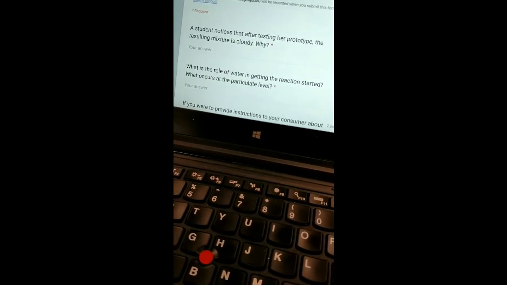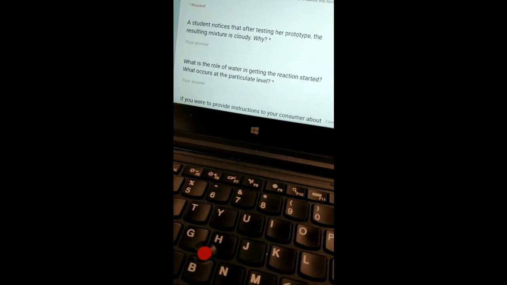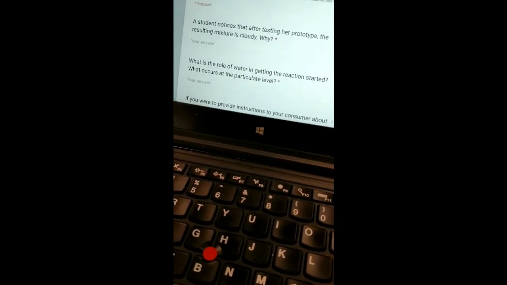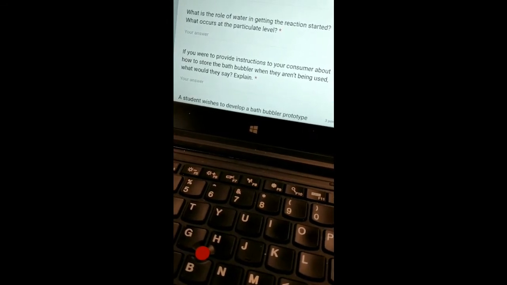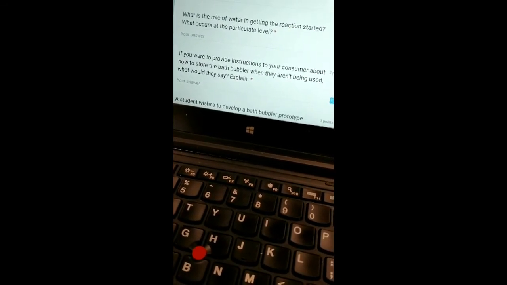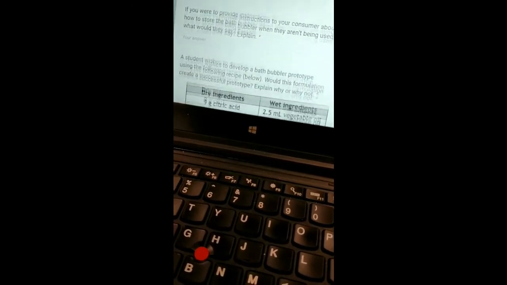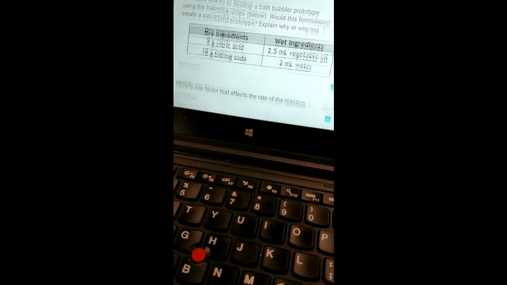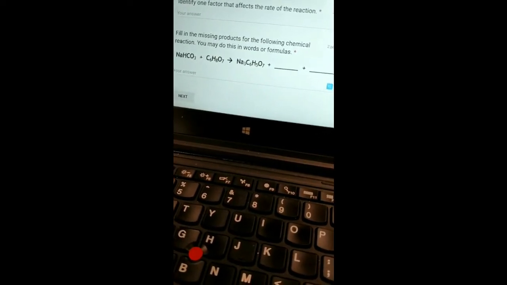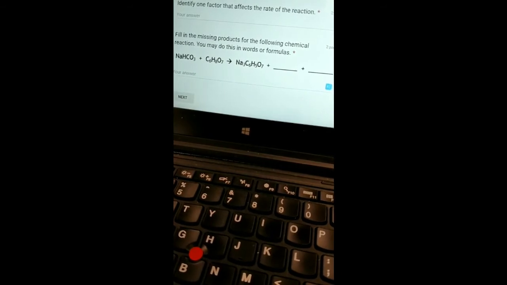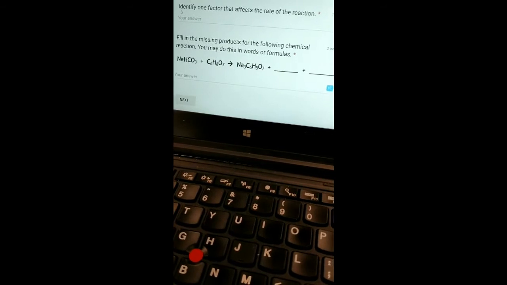But then there were questions that were looking at whether the students were paying attention in terms of reaction rates and the solution aspect of this. So, for example, what's the role of water in getting the reaction started? If you were to provide instructions for a consumer about how to store the bath bubbler when they aren't being used, what would they say? Explain. So there were a lot of good questions with this, and I think it was very helpful for the students to get a feel for it. And then after they were done filling out the answers to these questions, by the way, you may ask, why did you do it on a Google form?